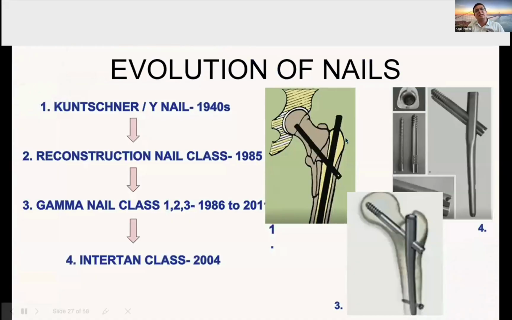In the 1940s, this Küntscher fellow from Germany told, put a nail inside and keep everything like that and it will heal. So basically he came with a nail going into the femur, and one short nail going into the head and the neck. Later on, the reconstruction nail with two screws came, then the gamma nail with a single screw, then in 2000 we got the PFN blade, and in 2004 Intertan, where we avoid a collapse of the head by locking both the bolts here.